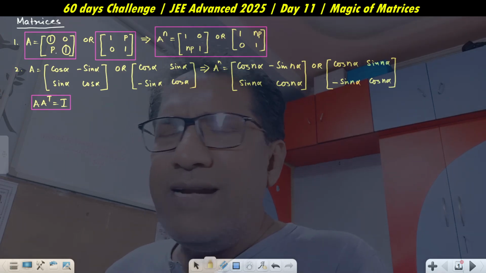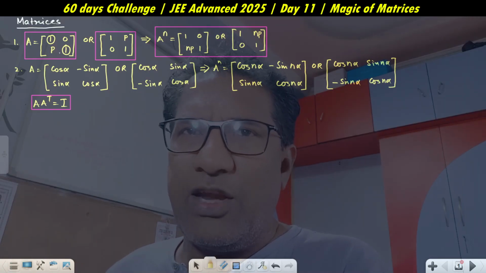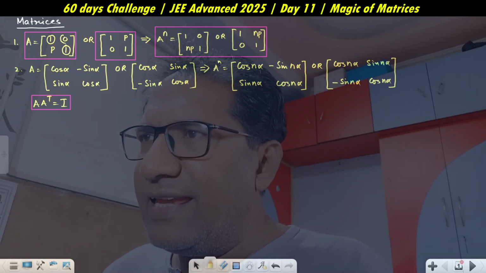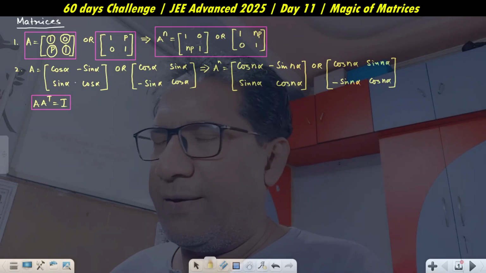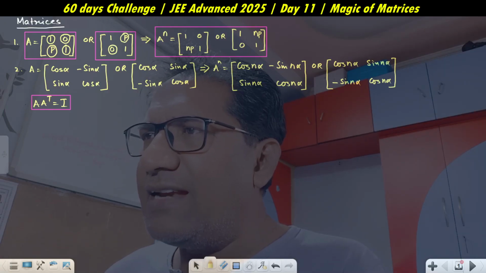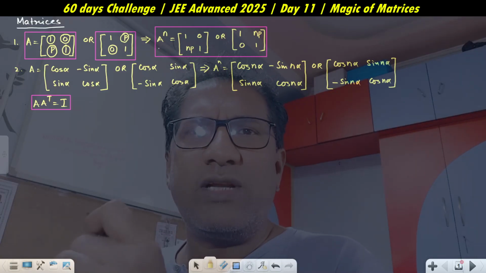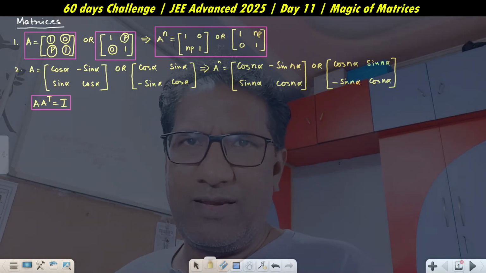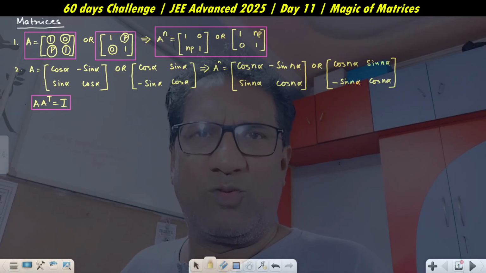And in the non-diagonal elements, one will be 0. As I have written here, here it is 0, and here any scalar p is there. In this case also 0 is here and the scalar is here. So now if I ask you to find out A to the power n, that is, you have to multiply the matrices n times.